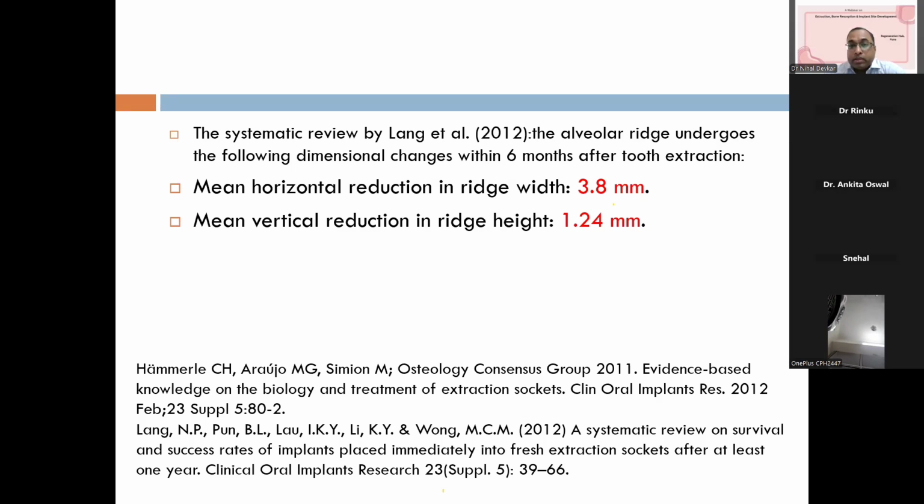of 6 to 7 millimeters in posteriors. In anteriors, we hardly have anything. So if there is a reduction of this much, we are forced to go for augmentation procedures, which are again more complicated.